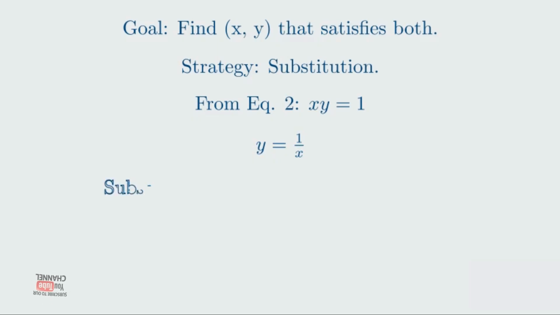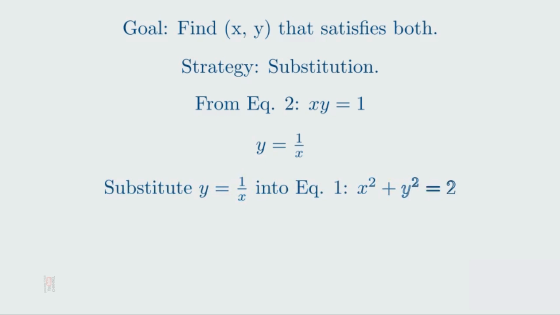Now for the substitution part. We'll take this expression for y and substitute it into the first equation, x squared plus y squared equals 2. Replacing y with 1 over x gives us x squared plus the quantity 1 over x, all squared, equals 2. Notice what happened. Our equation now only has one variable, x. This is a much simpler problem to solve. Let's simplify our new equation and solve for x.